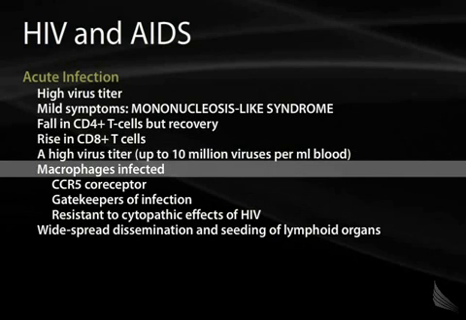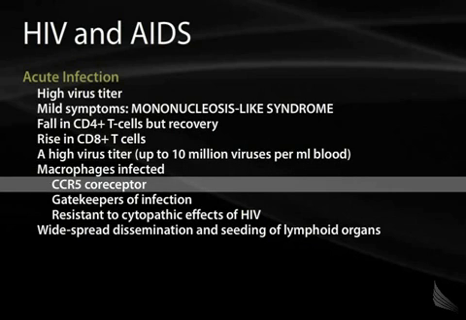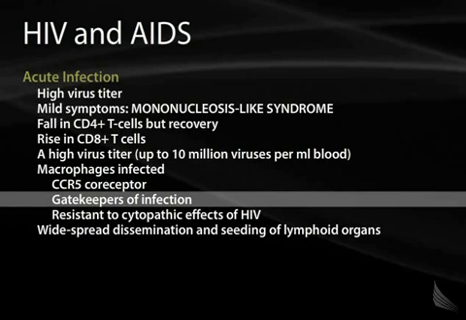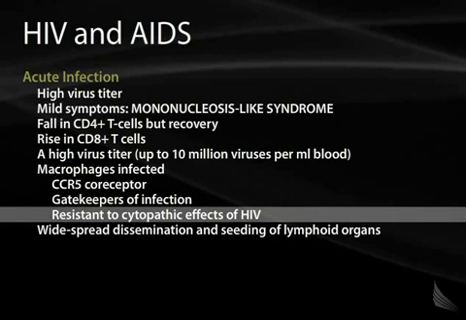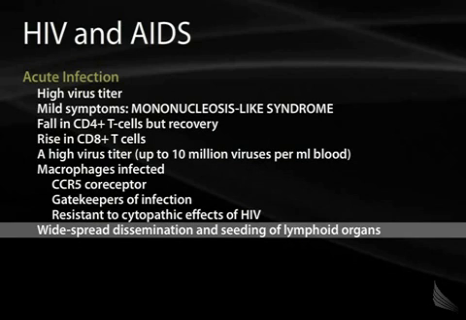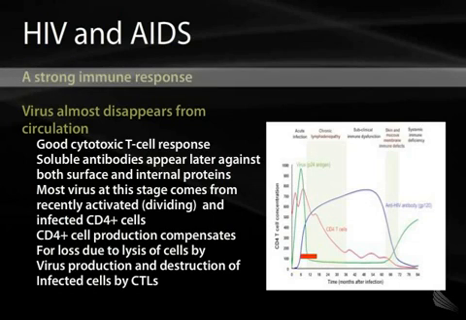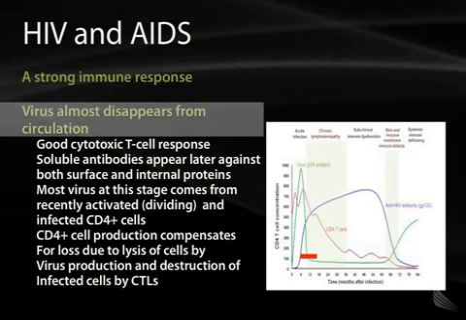The macrophages are initially infected by a CCR5 coreceptor. They are the gatekeepers of infection, and they're resistant to the cytopathic effects of HIV. Through this phase, you get widespread dissemination and seeding of the lymphoid organs. The next step is a strong immune response, where the virus disappears from circulation.